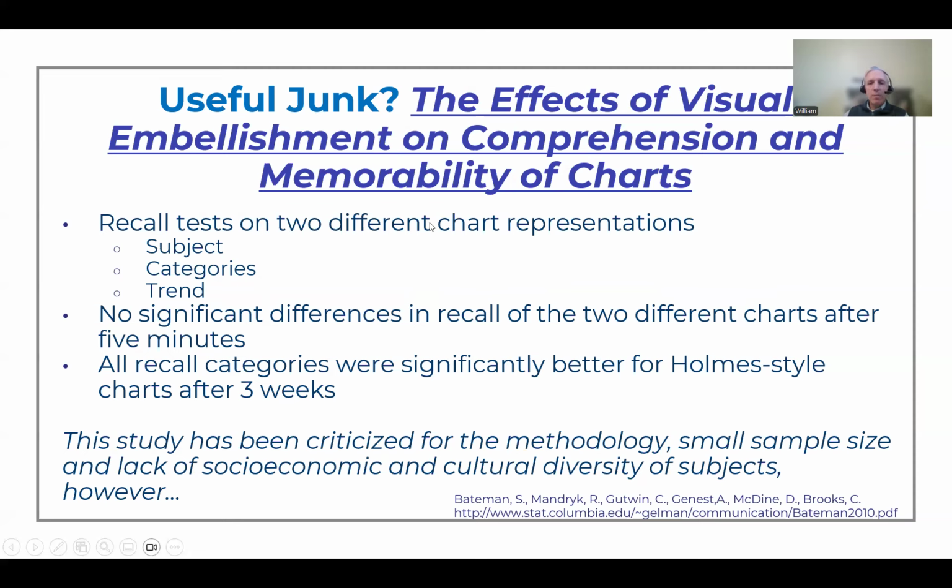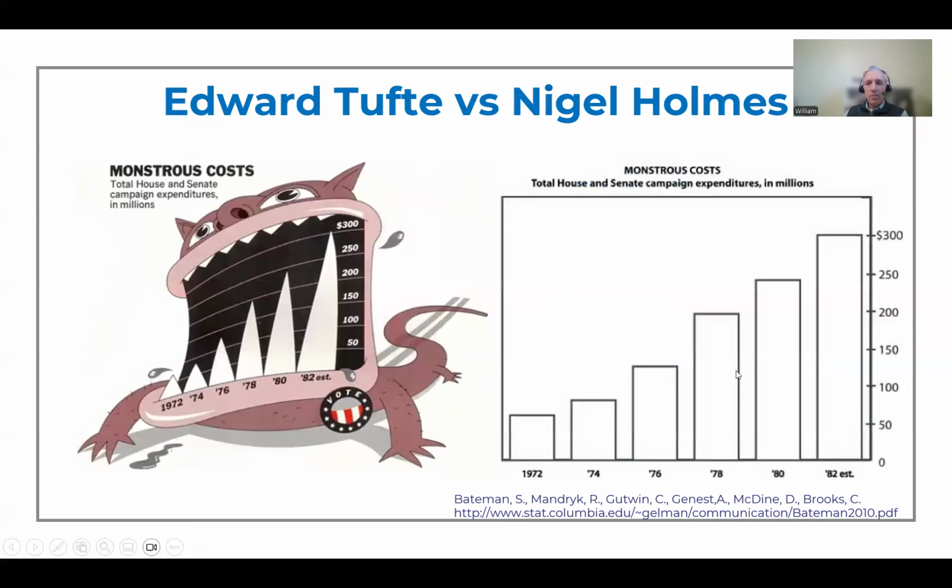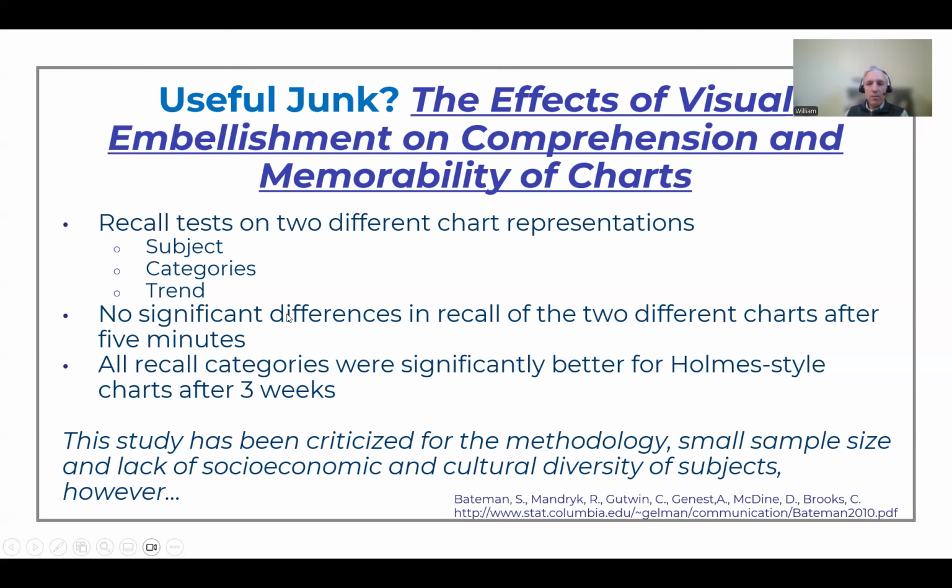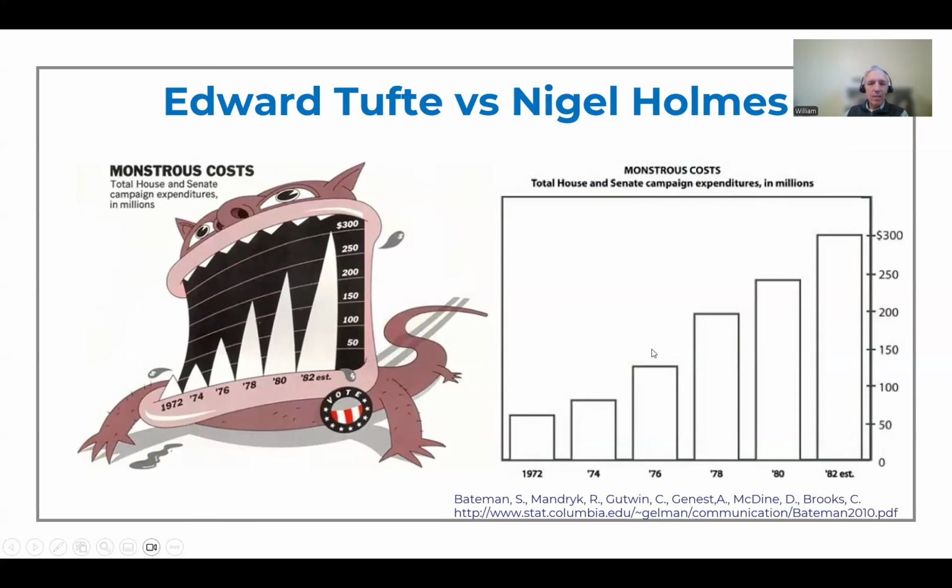And here's the really interesting thing about that. There were no significant differences in recall of the two different chart types after 5 minutes. So if they did this test and asked them five minutes later, there was no significant delta in these two. However, if they went back to those participants 3 weeks later, recall was significantly better in Holmes style charts. That's these ones with the chart junk. So recall of this kind of chart was significantly better than recall of this kind of chart. And it kind of makes sense. Yeah, this is a memorable graphic. And so maybe I'm not that interested in the campaign expenditures.